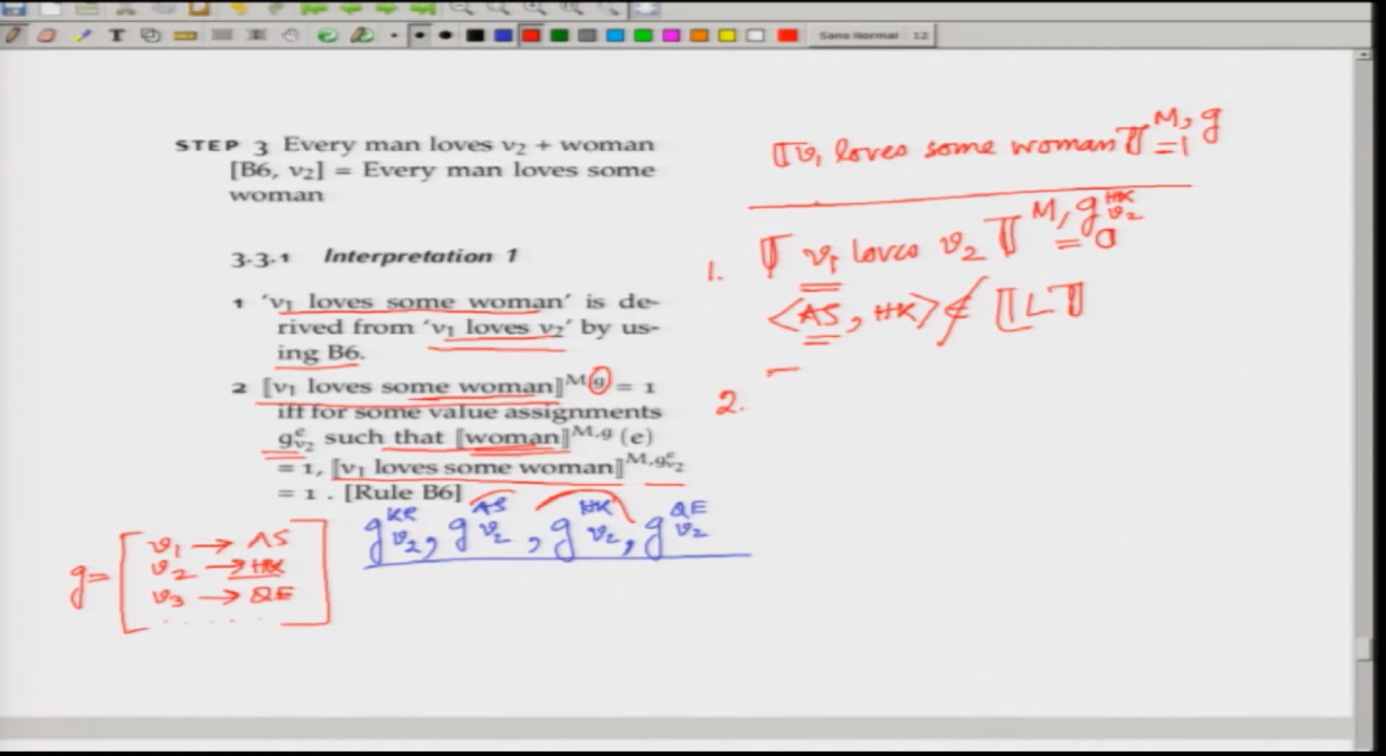So the next thing, once again the same structure, loves V2, and then we have the next. Let us consider this one. This is done already.